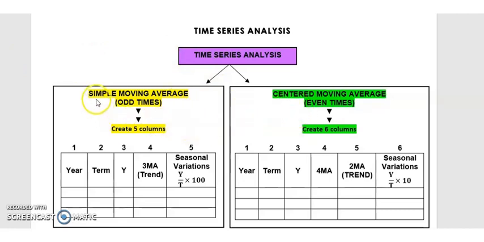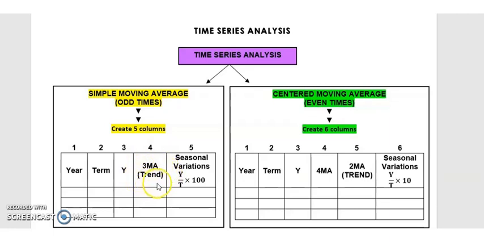Let's say if you want to use simple moving average, first step, directly you create 5 columns like below here. The first column is for year, or like the previous example, for days. The second column is for term, or from the previous data that I showed, the shift. The third column, Y, represents the actual data. In the previous data, our actual data is the number of computers produced. Fourth, we want to find trend values.